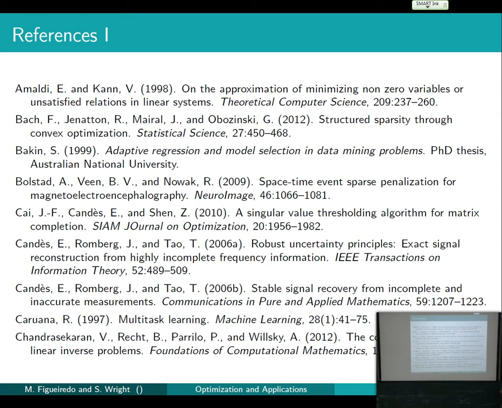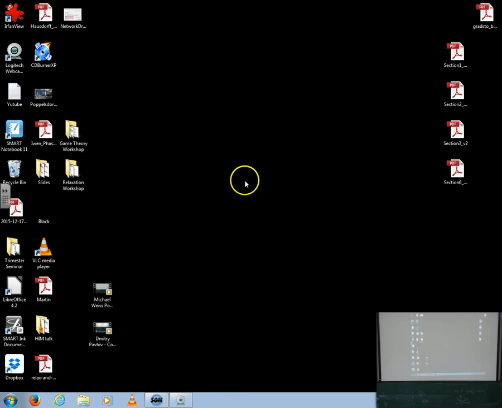Okay, so let me switch to the second deck, if I can figure out how to close this one down. This is going to be exciting. There we go.